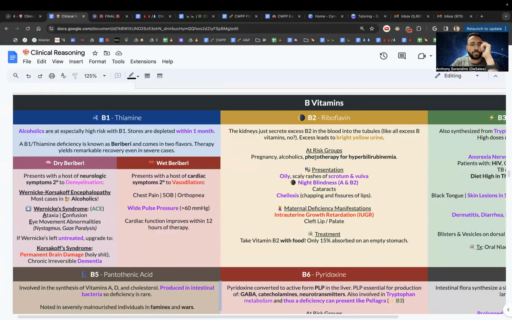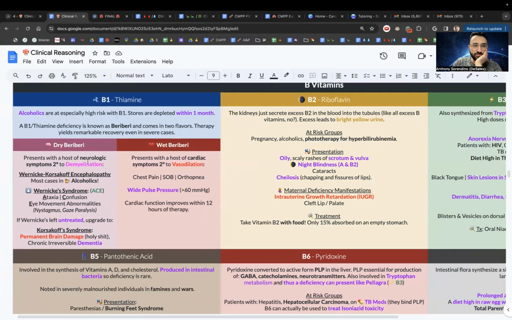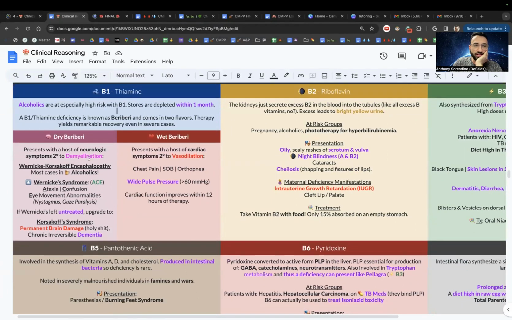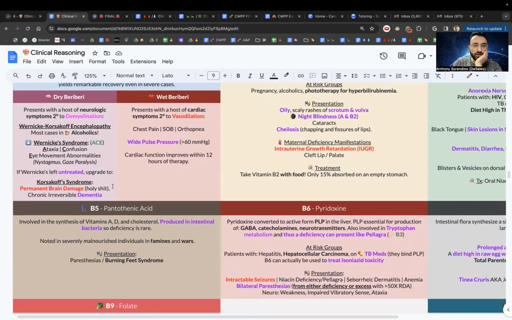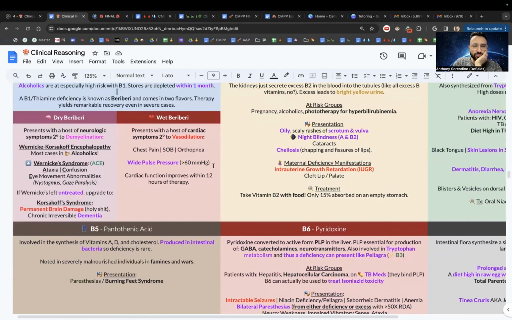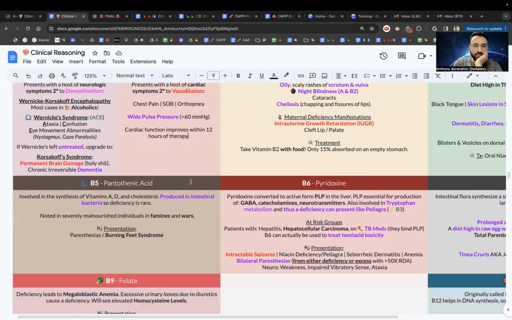Alcoholics are especially at high risk with B1. Thiamine deficiency is known as beriberi and comes in 2 flavors. We have dry. This is more the demyelination neuro stuff. We have a triad for Wernicke syndrome, could turn into Korsakoff's. Wet beriberi is more of the cardiac stuff.